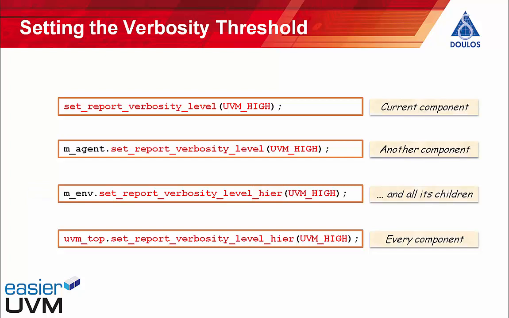If you wanted to set the verbosity threshold globally, you can do that by calling uvm_top.set_report_verbosity_level_hier. uvm_top is a built-in variable of type uvm_root, and that variable refers to a notional top-level component sitting at the very top of the UVM component hierarchy. As I said, it's of a special class uvm_root, and we can use that combined with set_report_verbosity_level_hier to set the verbosity level of every single component throughout the entire UVM component hierarchy.